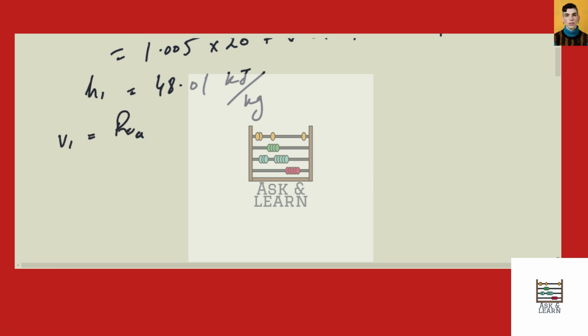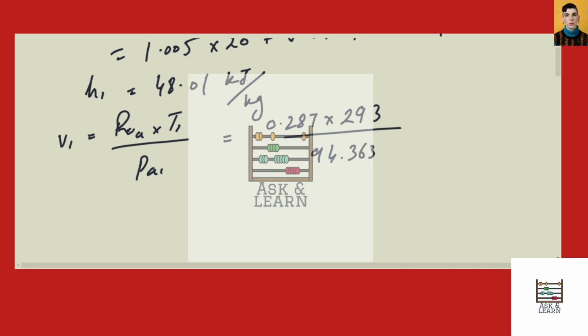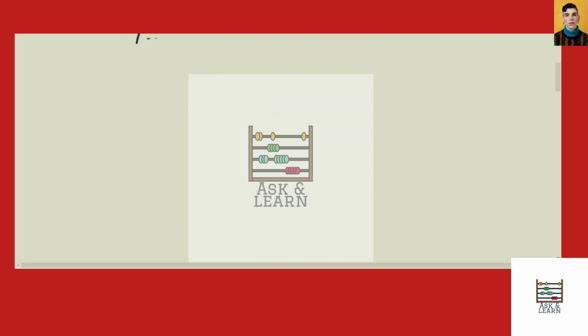Next, we can calculate the specific volume V1, that is equal to RA into T1 divided by PA1, that is equal to 0.287 multiplied by 293 divided by 94.363, which is equal to 0.89 cubic meters per kg. We will also need the same parameters for the exit flow.